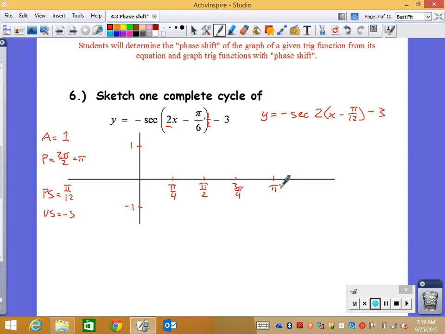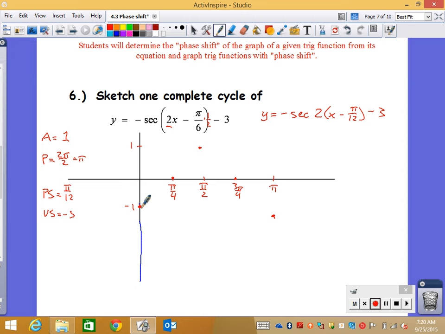So if I were to graph this normal cosine, this flipped cosine, it starts down low, comes up, down, and then down for one more. So that's it without the vertical shift or phase shift. What happens when I vertically shift it minus 3? Well, that just moves everything down 3. So we're going to move way down here.